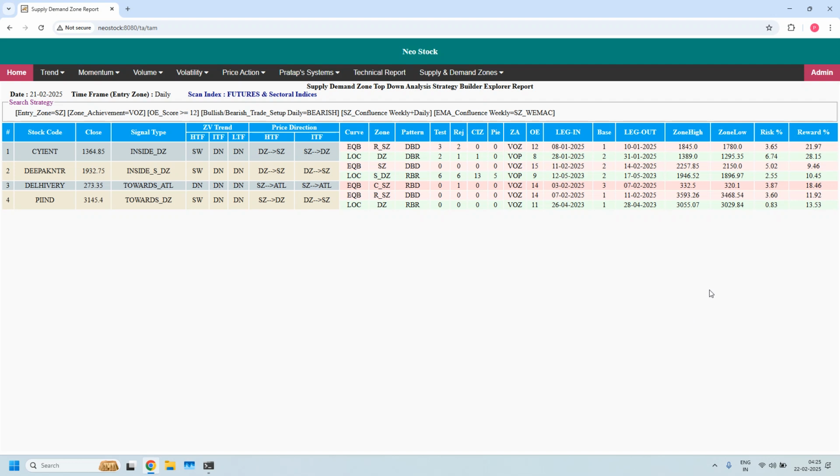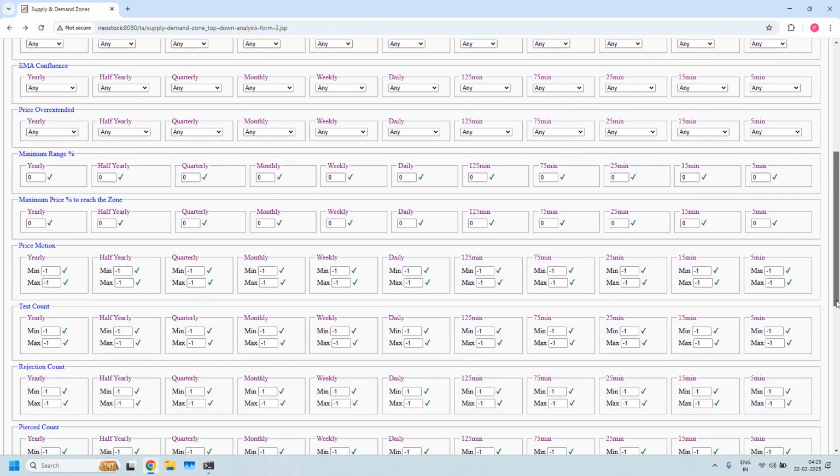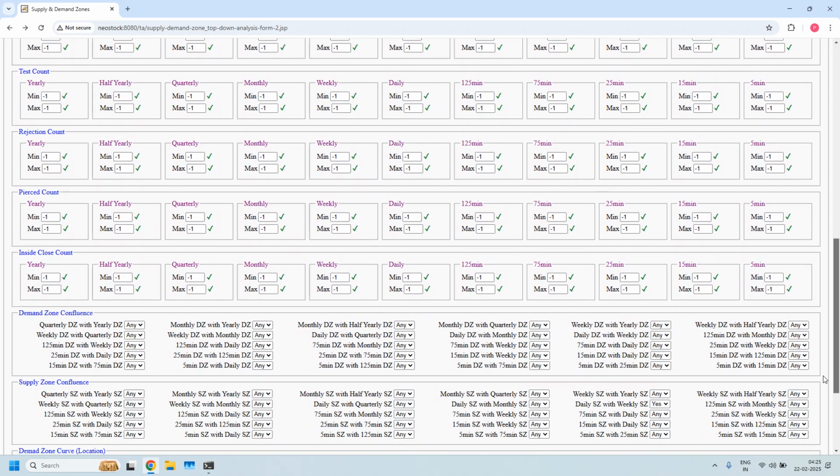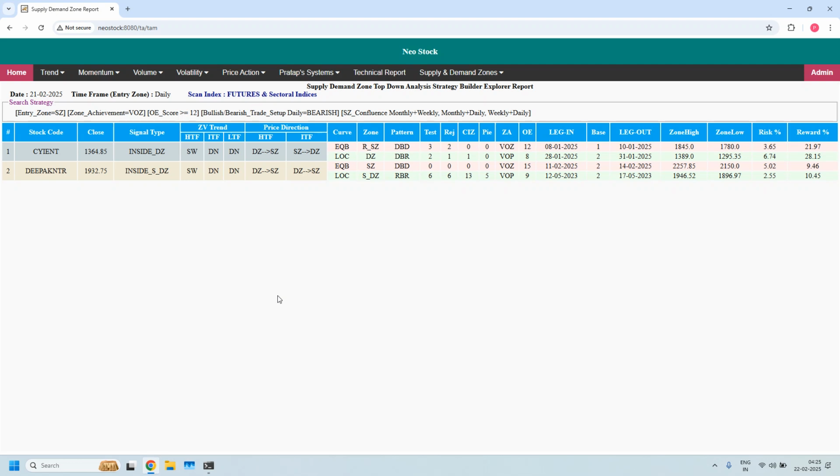Next we will look into LTF, ITF and HTF supply zone confluence supported stocks. Removing EMA filter. In the supply zone confluence, we have to set 3 filters. First filter is already enabled, daily with weekly. Next, daily supply zone with monthly supply zone confluence. Weekly supply zone with monthly supply zone confluence. With all the 3 filters enabled, we got 2 stocks.